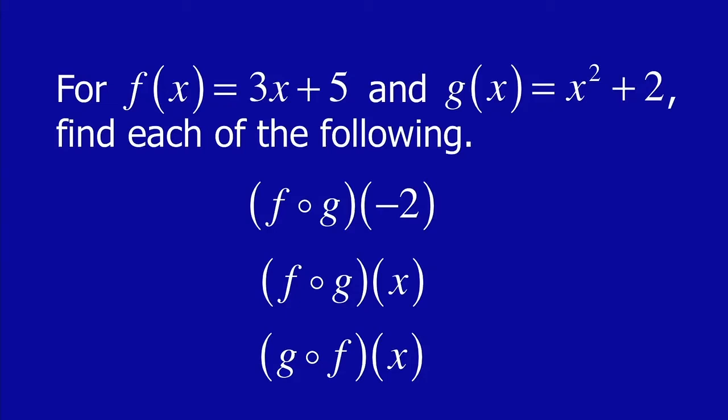For f of x equals 3x plus 5 and g of x equals x squared plus 2, find each of the following. The composition of f with g of negative 2, the composition of f with g of x, and the composition of g with f of x.